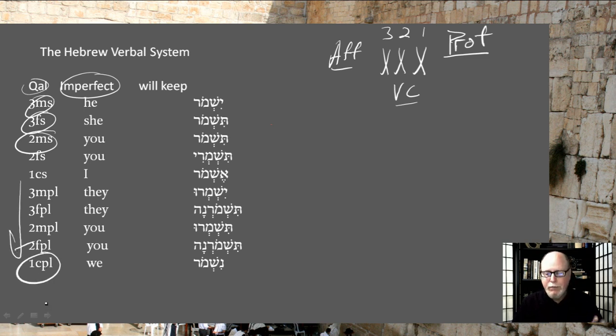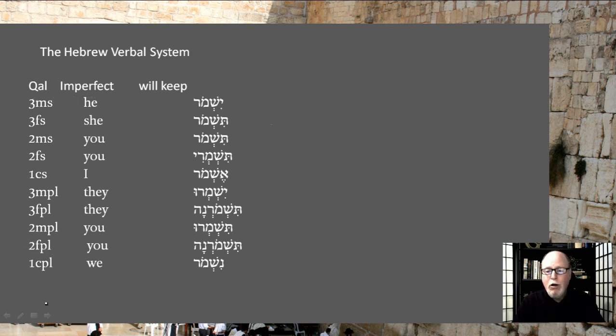So once you get that in your mind, that to the root you're adding either a proformative or you're adding an affirmative or you're doing a vowel change internally, that will go a long way toward helping you identify the parsing values or the analyzing of the root.